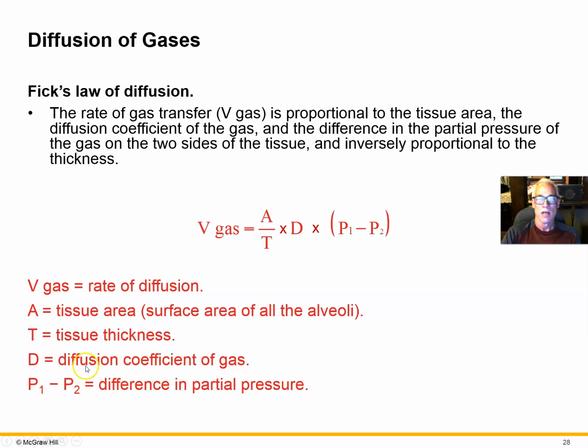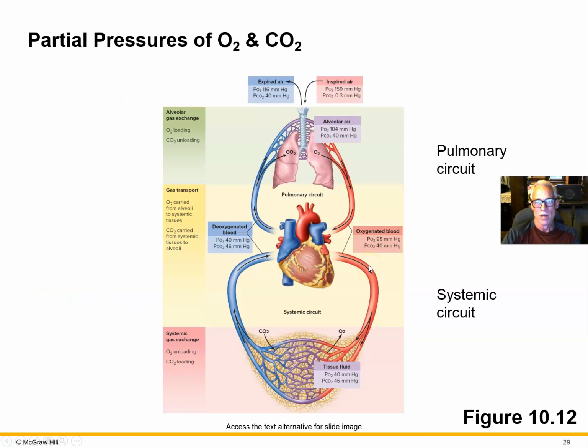And it has to do with the partial pressure difference. The greater the difference in partial pressure on either side of the membrane, the faster diffusion happens. That's analogous to concentration gradient. The greater the concentration difference of a solute across the cell membrane, for example, the faster diffusion will take place across that membrane, and it's true also of gases across the respiratory membrane.